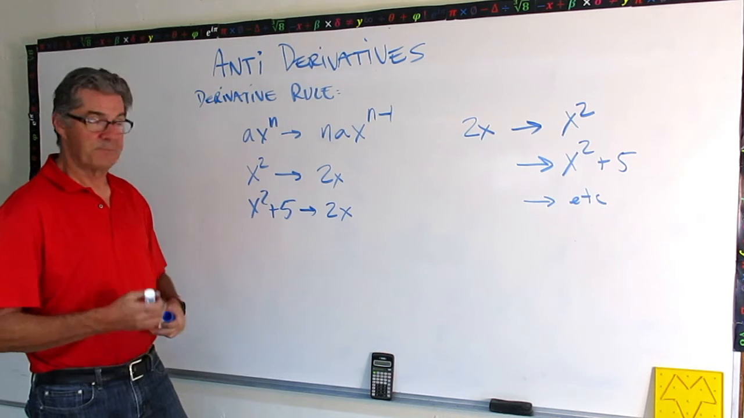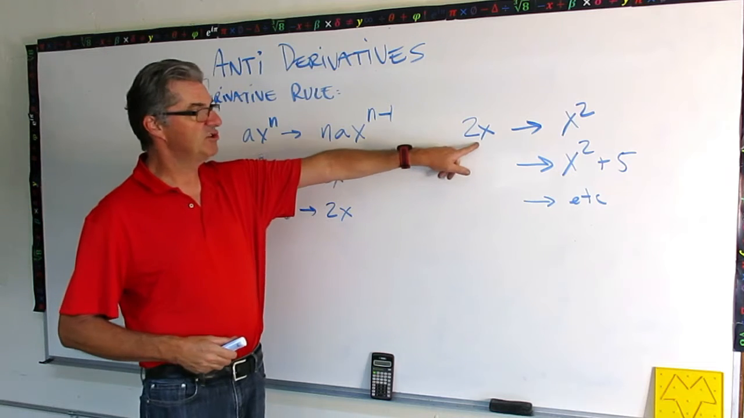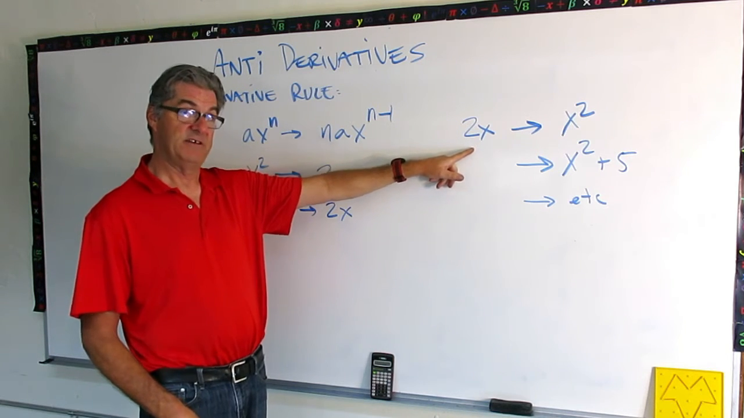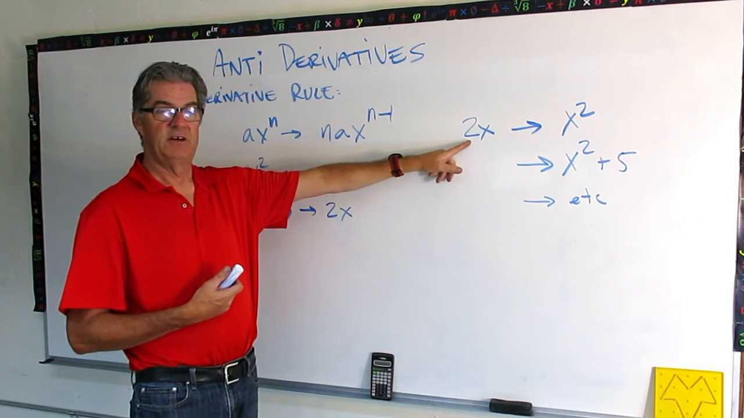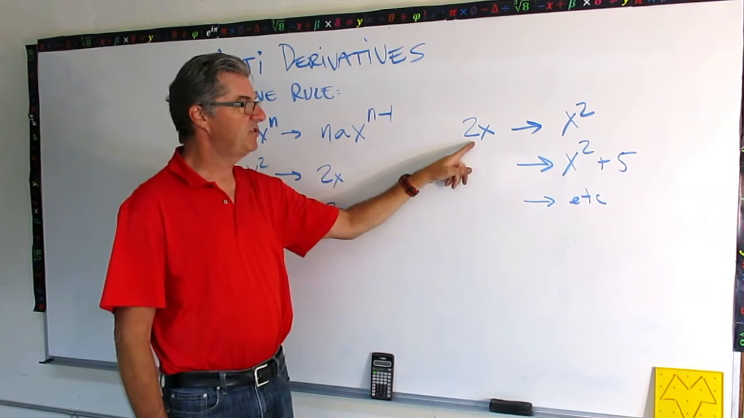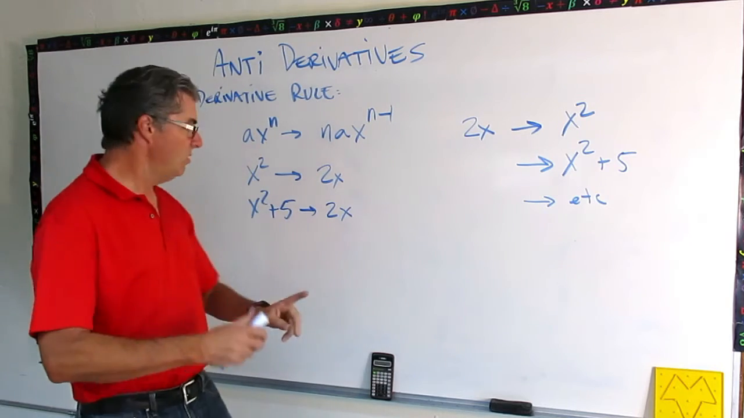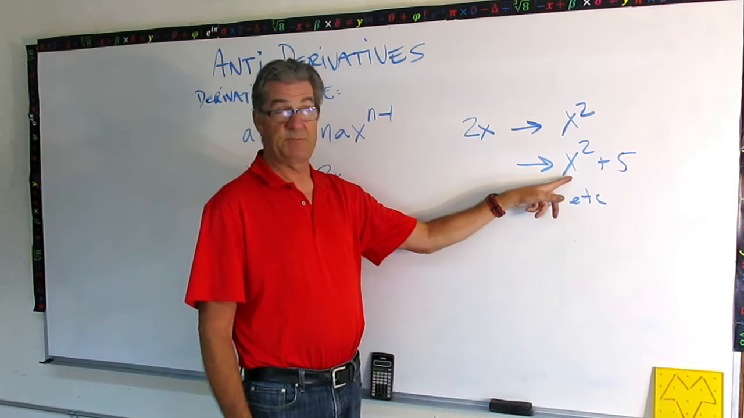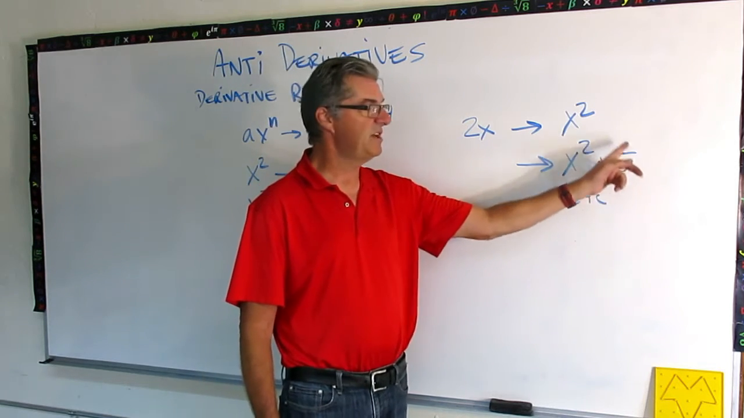Okay? Now, let's start going backwards. What if I gave you the function 2x and said, what's the antiderivative of that? In other words, what function's derivative is 2x? So if we go backwards, we know from here right away that the antiderivative of 2x is just x squared. But we also know from this discussion that another antiderivative possibility is x squared plus 5, etc. We could have any constant out there.